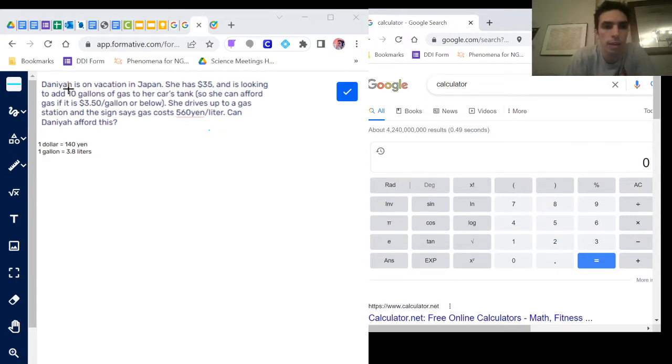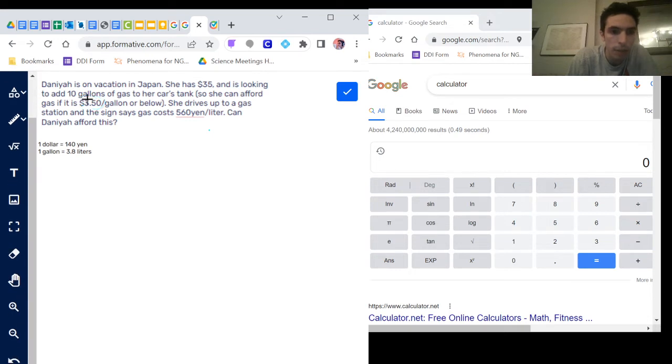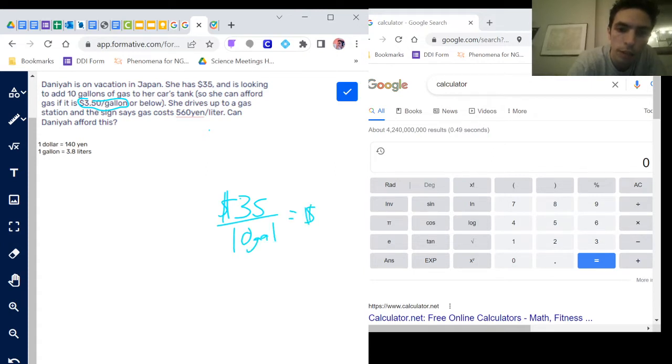So the first problem we'll look at is Denaya, who is on vacation in Japan. She has $35 looking to add 10 gallons of gas to her car's tank, and therefore she can afford this unit rate of $3.50 per gallon. If any of you are interested and don't already know where that number came from, that's just from the $35 that Denaya has divided by the 10 gallons that she needs, which is where that $3.50 per gallon came from. That's not a unit conversion, and that's certainly not the focus of this problem. But if any of you were wondering and wanted to know.